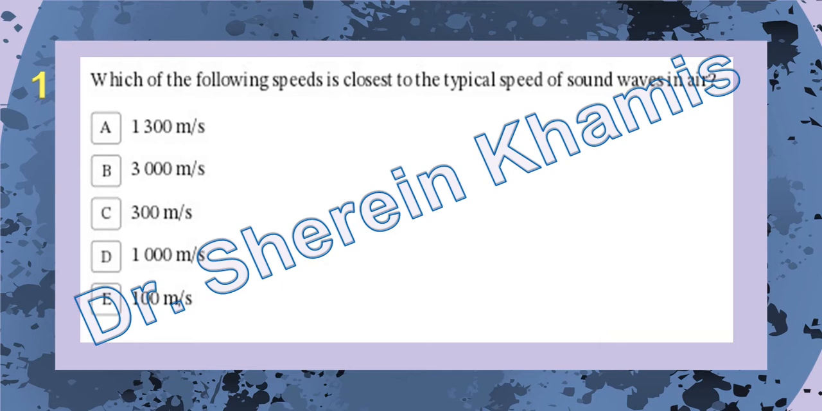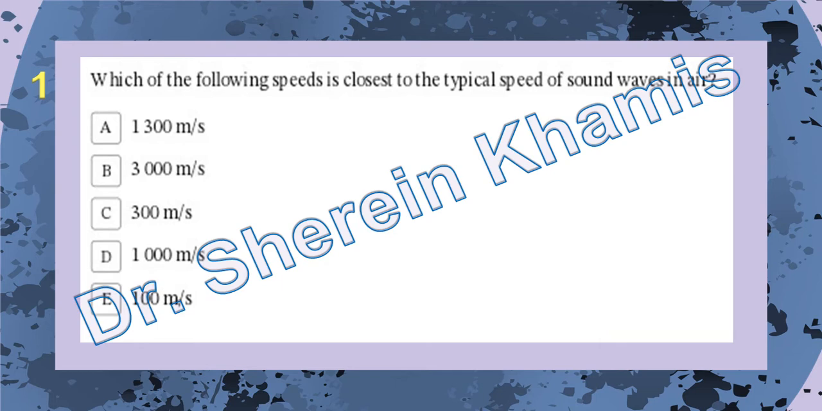We have different numbers here, and we want to know which speed is closest to the typical speed of sound in air. We have 1300 meters per second, 3000 meters per second, 300 meters per second, 3000 meters per second, and the last, 1 meter per second.